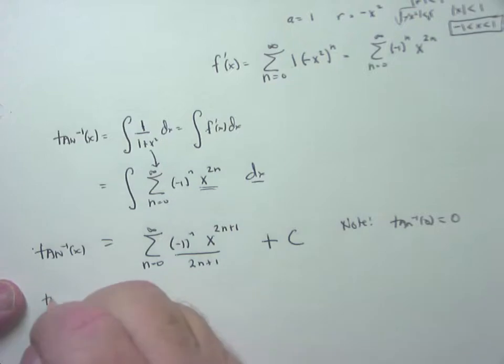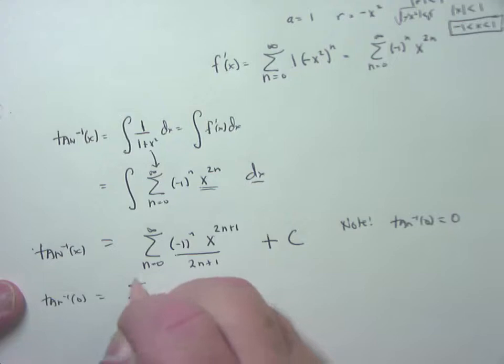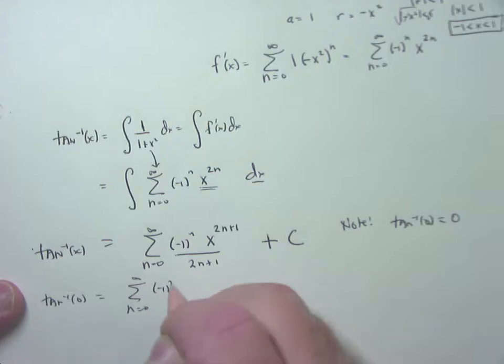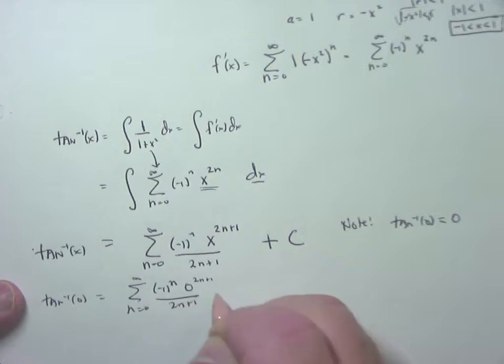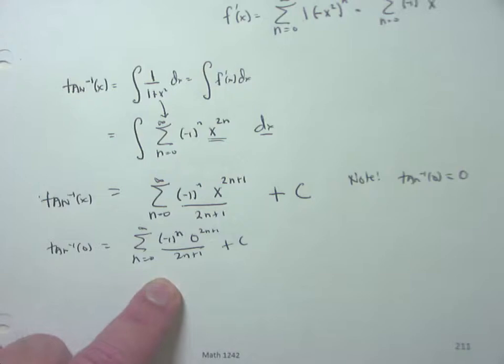So when I take the tangent inverse of 0, that's going to be equal to the sum as n goes from 0 to infinity of negative 1 to the n times 0 to the 2n plus 1 over 2n plus 1, plus c. What's a bunch of stuff with 0 being added up? What is this thing going to be equal to?